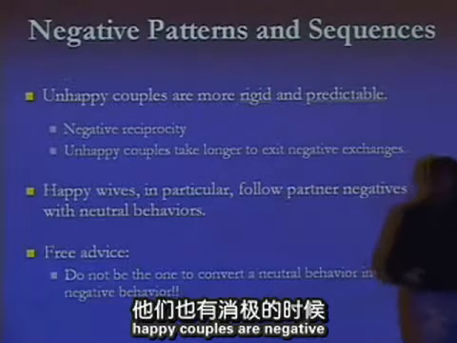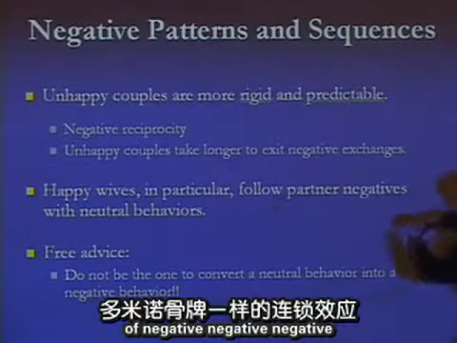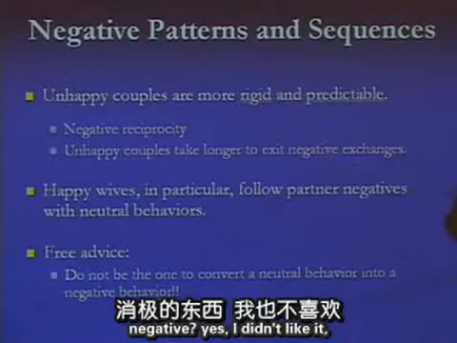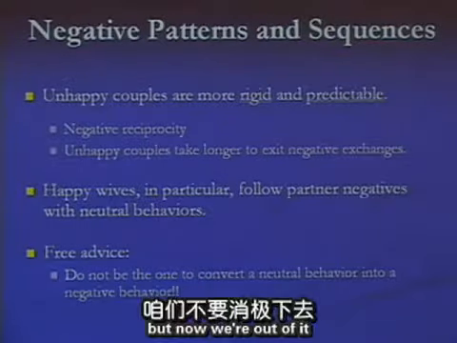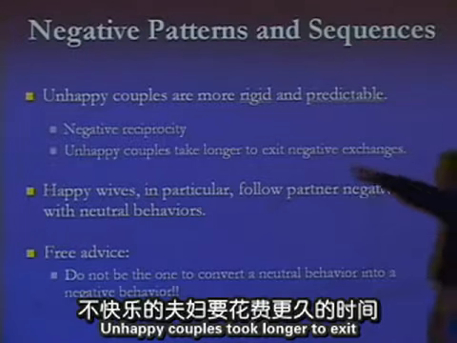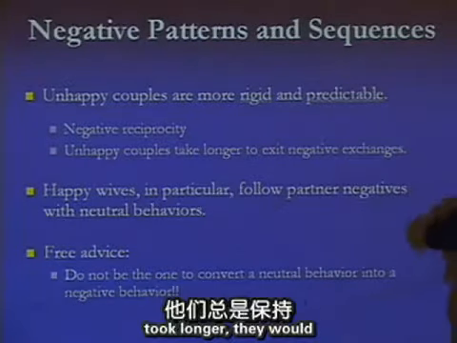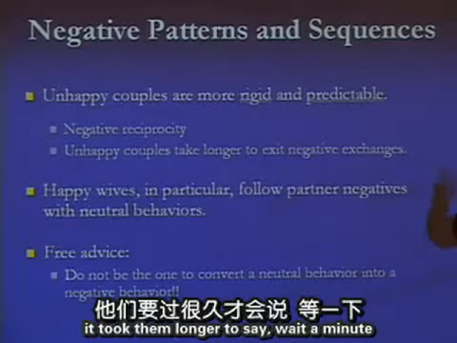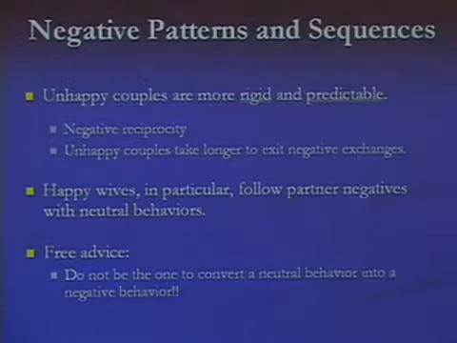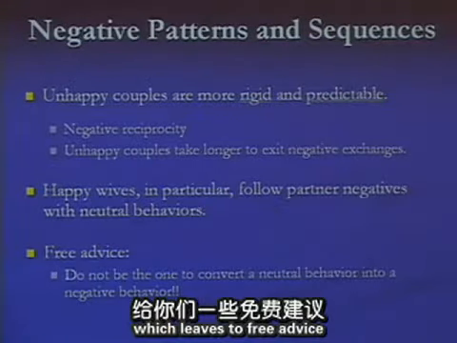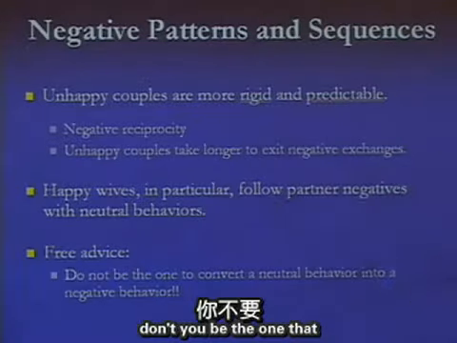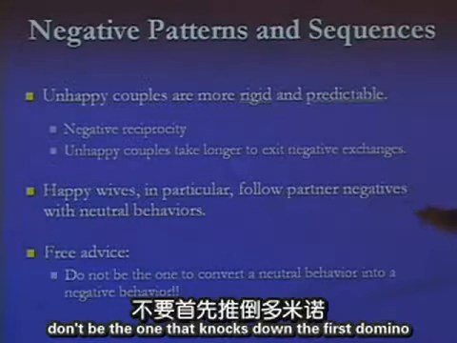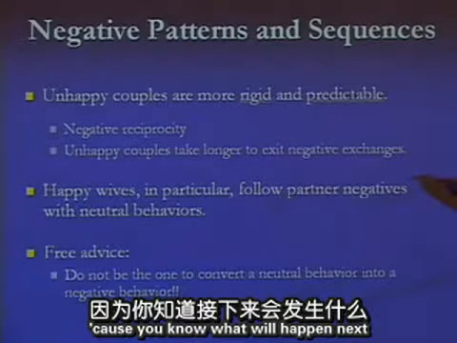Happy couples, a negative didn't automatically cause a domino effect of negative, negative, negative, negative. You see the issue? Happy couples were able to go, okay, fine. A negative, yes, I get it, I didn't like it, but now we're out of it. Unhappy couples, it took longer to exit negative exchanges. They were just in the negative part, the exchange of negativity, back and forth, the bad part. It took them longer to say, wait a minute, let's get out of this for a second. Which leads to free advice. Don't you be the one to convert a neutral behavior into a negative behavior. Don't be the one to knock over that first domino. Because you know what happens.